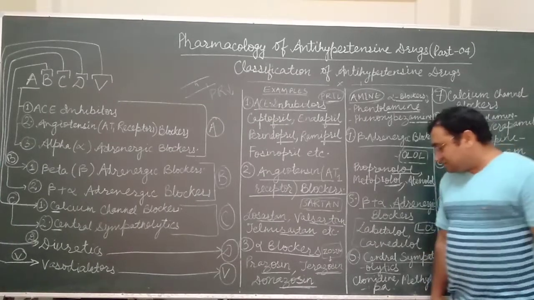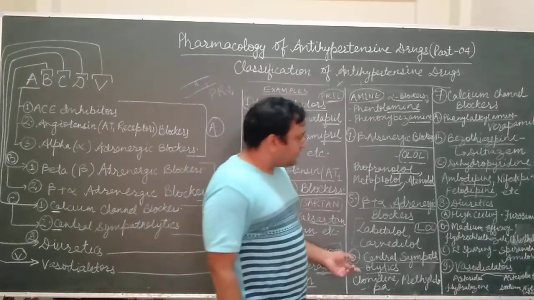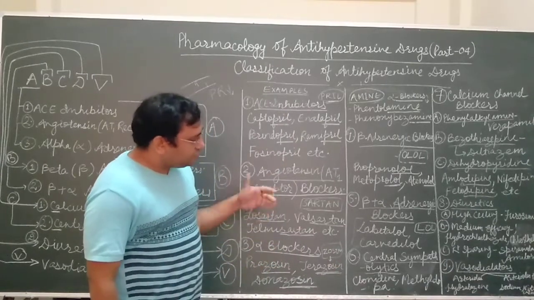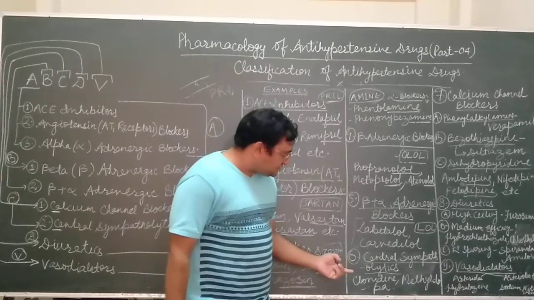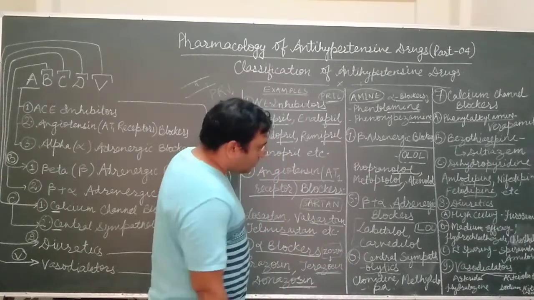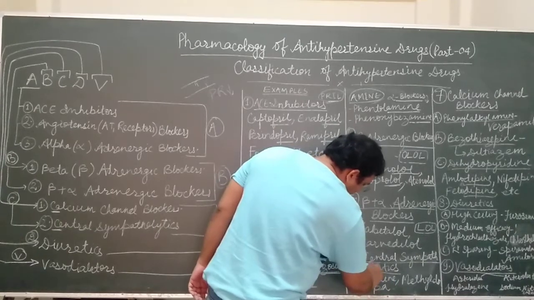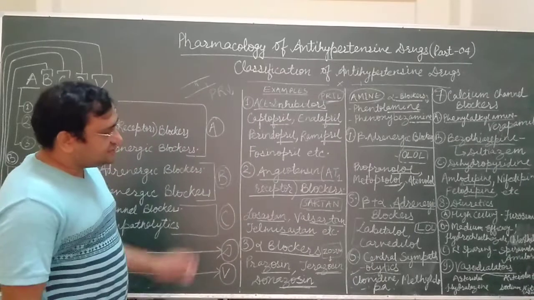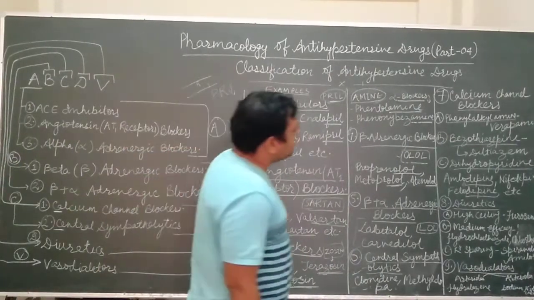Next one is central sympatholytic agents. Central sympatholytic agents are the drugs which can reduce the neurotransmitter release from the CNS. For example, clonidine and methyldopa. These are the drugs which can reduce the centrally acting neurotransmitters.